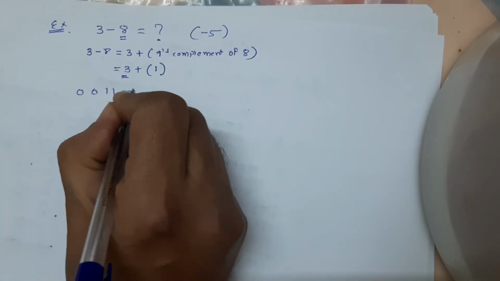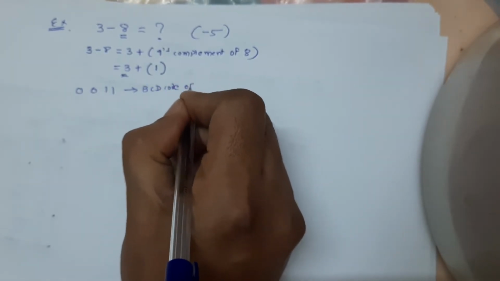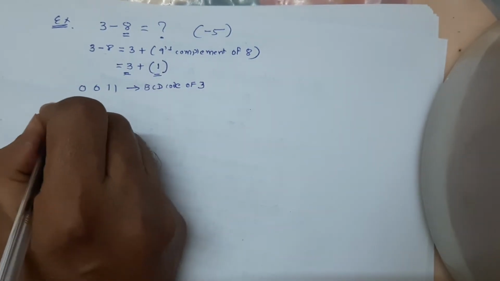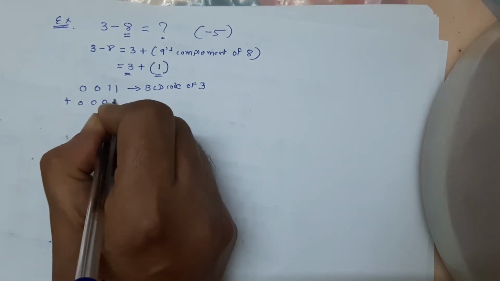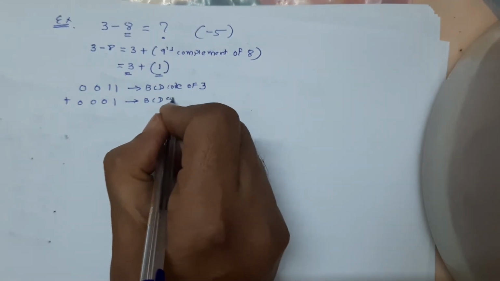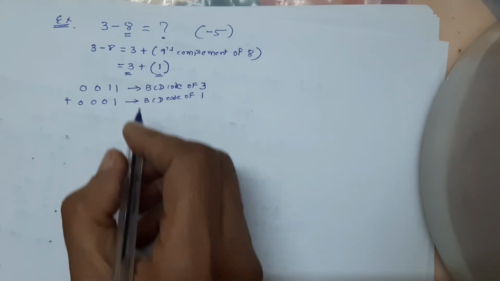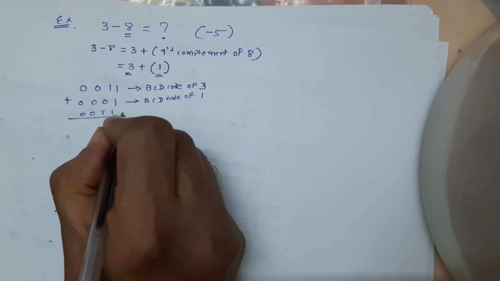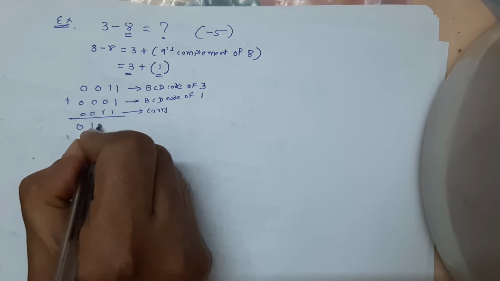Find out the binary number for 3, that is equal to 0011. This is our BCD code of 3. Find out the BCD code for 1, which is 0001. This is our BCD code of 1. Adding them, this is our carry, and this is our 0100.